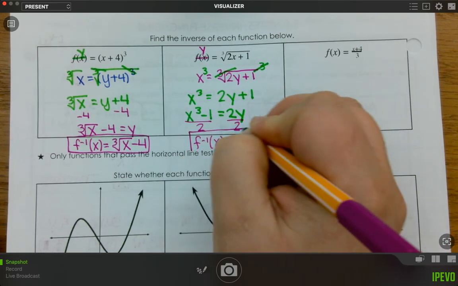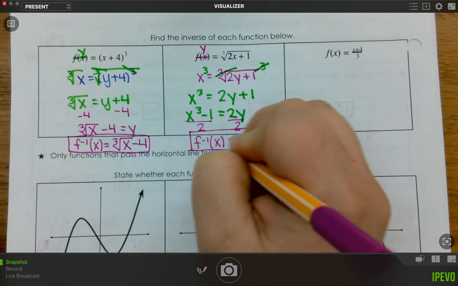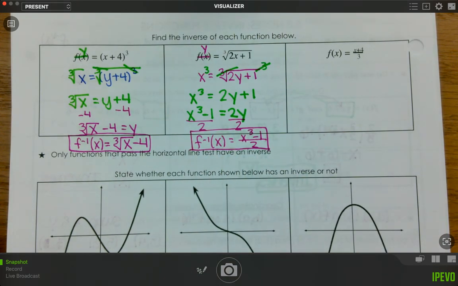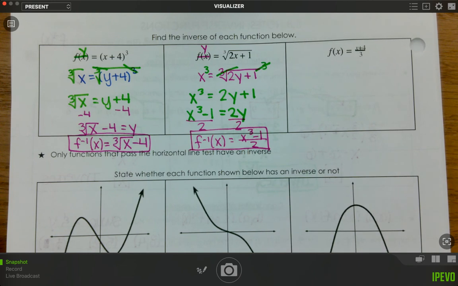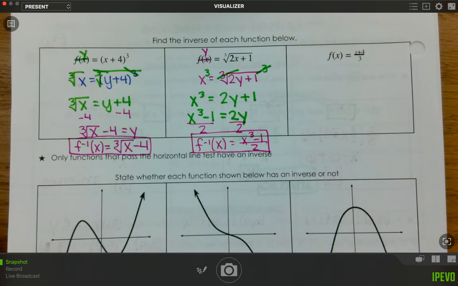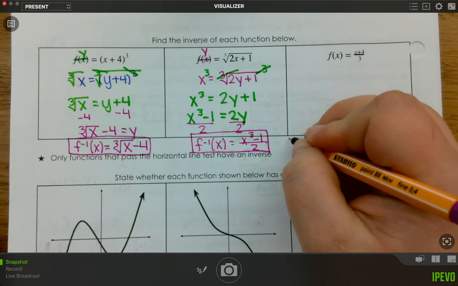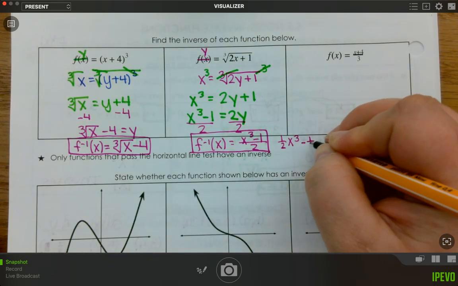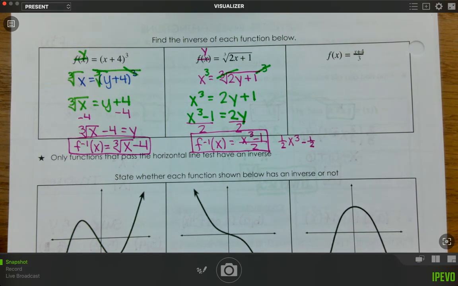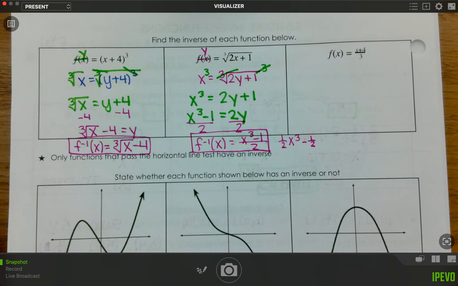And you are perfectly fine to leave it like this. The only reason why I switched it on the front side, guys, was so that I could graph it. So if you don't have to graph it, you can leave it like this. Otherwise, you could also write this as 1/2 x cubed minus 1/2 if you really wanted to. I wouldn't count you off for doing that. You just don't really need to unless you're trying to graph it.